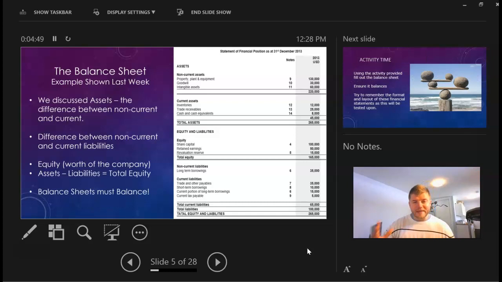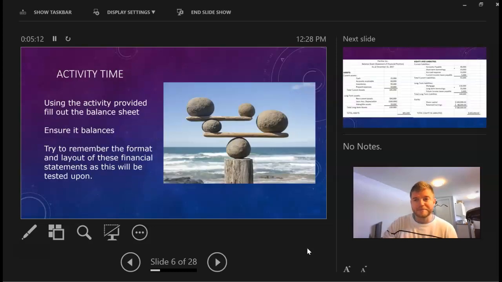And then we've seen this in accounting, you've seen this in all your classes. Assets minus liabilities equals total equity. That's something we need to understand. Assets minus total equity equals liabilities. Total equity plus liabilities equals assets. That's an interchangeable formula, so just understand that.